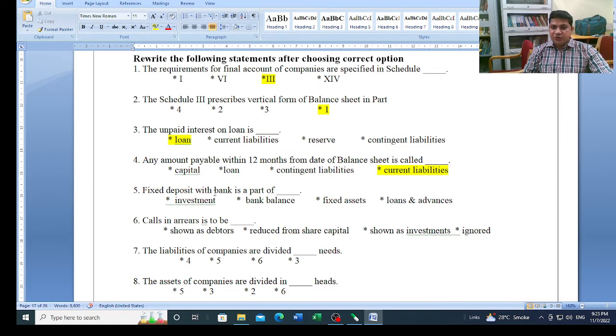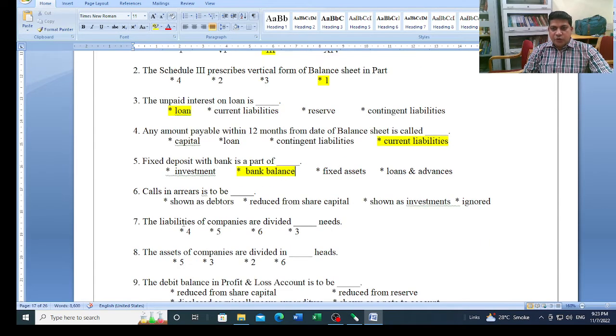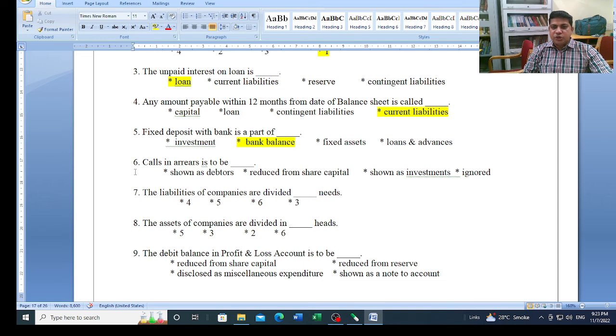Fixed deposit with bank is a part of dash. The fixed deposit with the bank is a part of bank balance. Now next question, question number 6: calls in arrears is to be dash. Calls in arrears are always reduced from share capital.